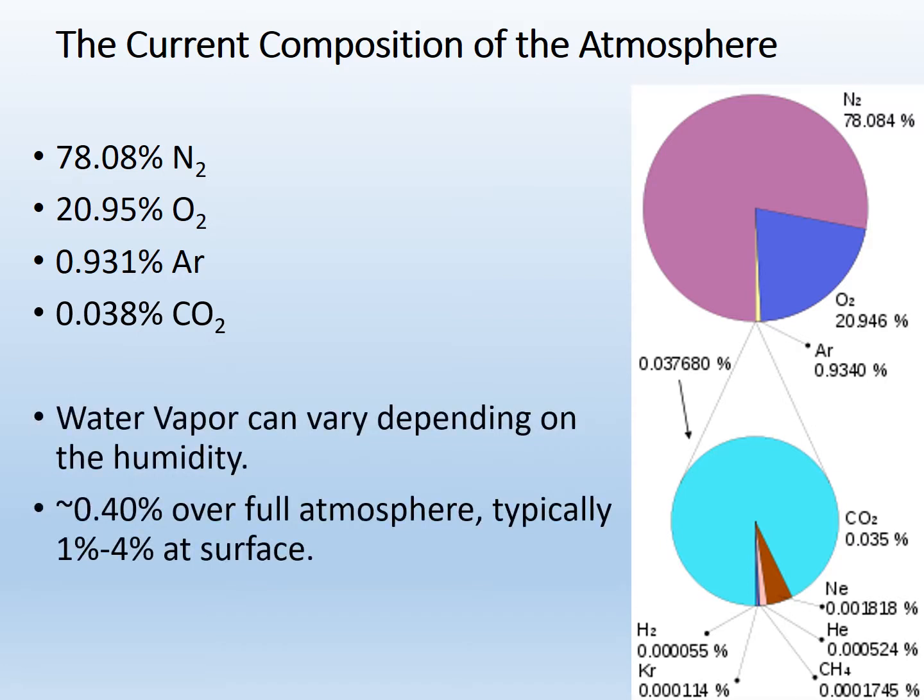Then you have water vapor, which can vary quite a bit in its percentage depending on the humidity. Over the whole atmosphere, it represents about 0.4% of the atmosphere, but near the surface it can range from about 1 to 4%.